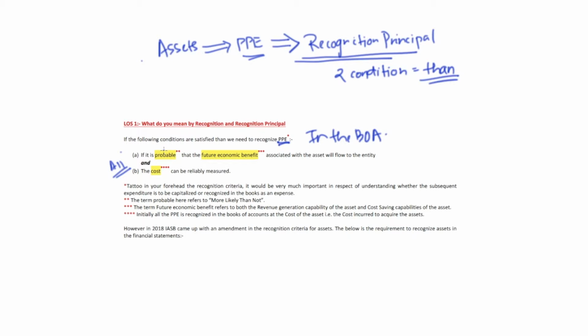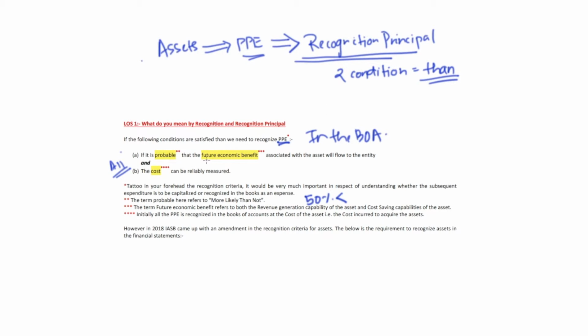Now, I have highlighted three major things that we need to go through. The first thing is it's really important that you understand this recognition principle because it is going to help you later in the course, in understanding the IAS 16 standards. Second point is what do we mean by the term probable? The term probable means more likely than not. That is, it should be more than 50%. The chances of happening should be more than the chances of not happening.